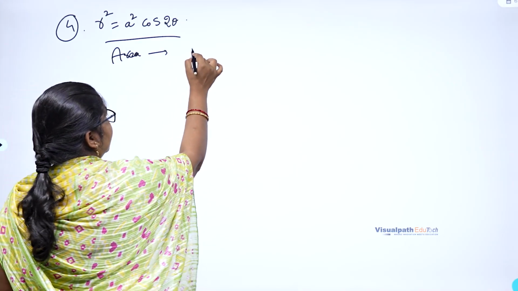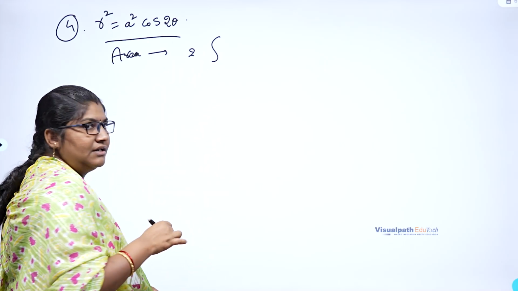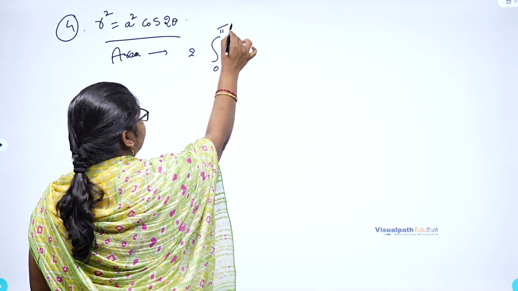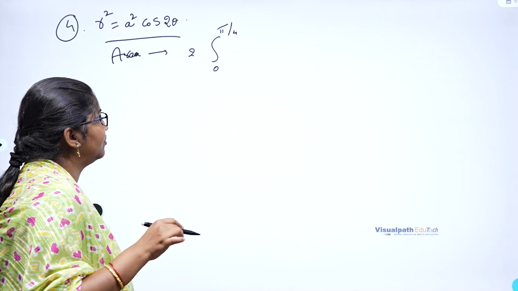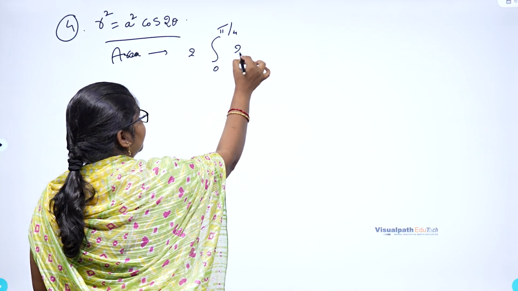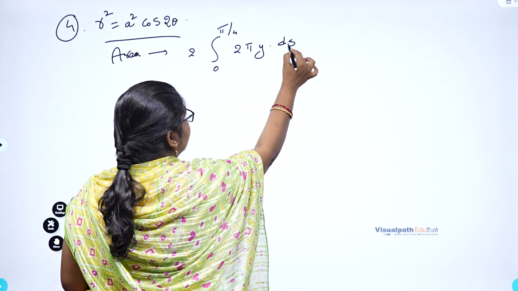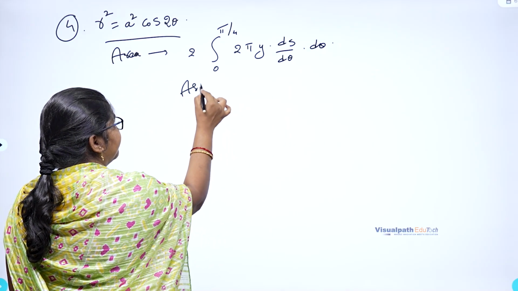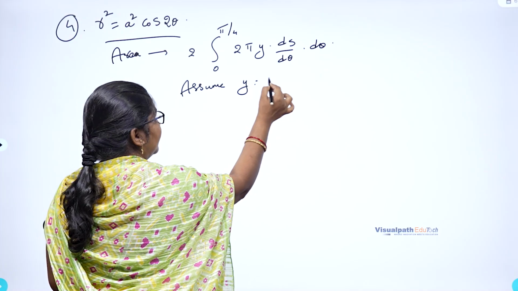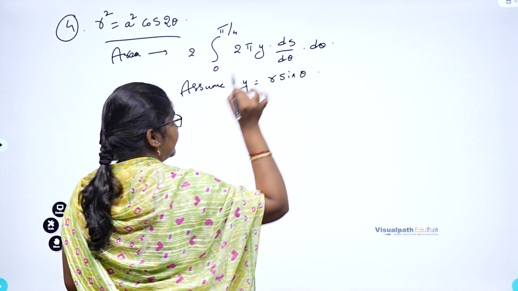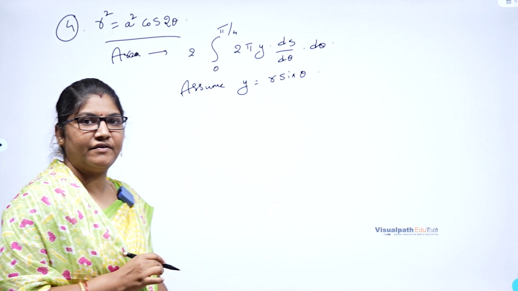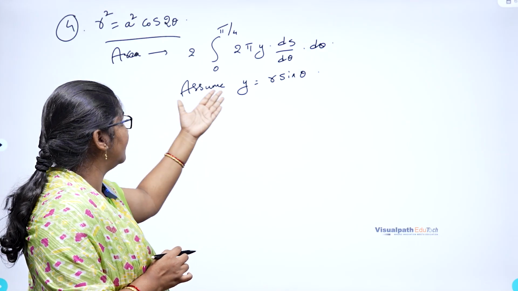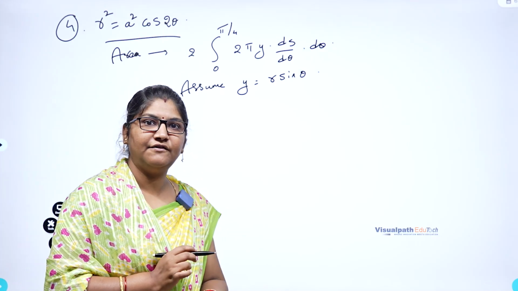Area will be 2 times integral 0 to pi by 4, 2 pi y ds by d theta into d theta. Assume y is equal to r sin theta. This is the formula. We have to find each and every term and substitute in that formula.